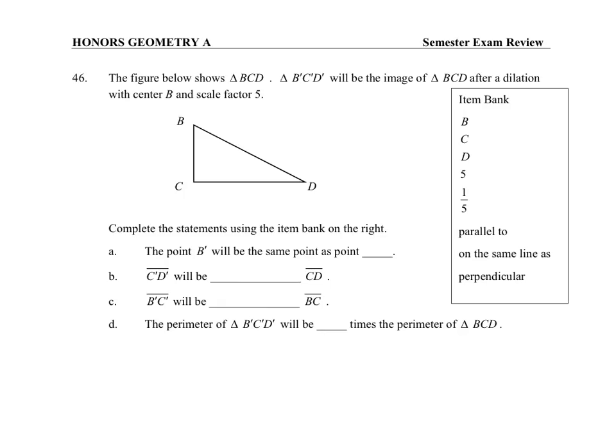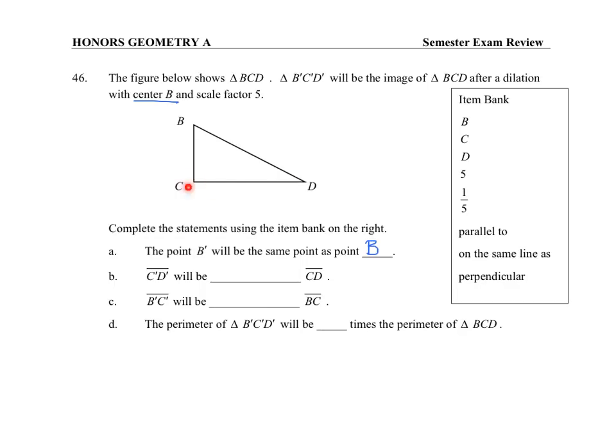46. The figure below shows triangle BCD. Triangle B', C', D' will be the image of triangle BCD after a dilation with center B and scale factor 5. Complete the statements using the item bank on the right. So the point B' will be the same point as point, and we can say B, because the center is B. So B is going to map onto itself to give you B'.